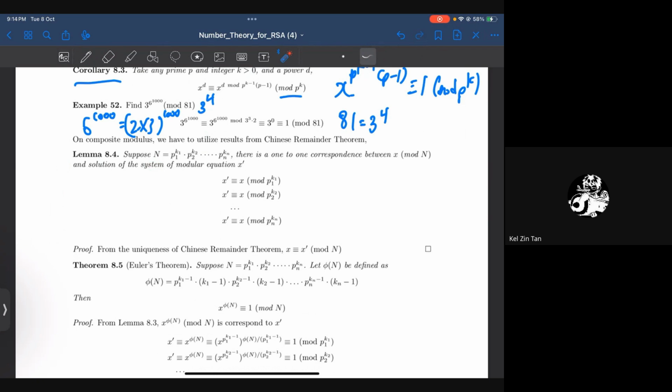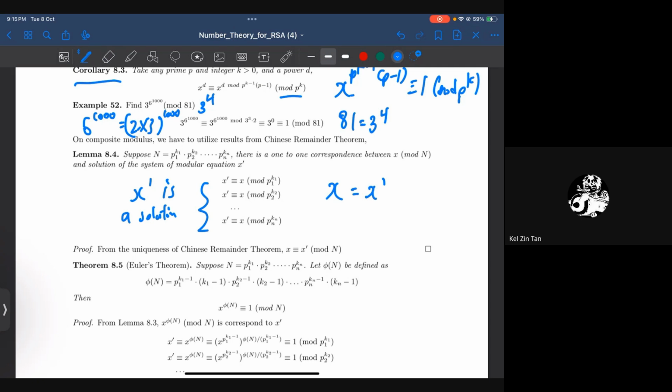So we write n to be p1 to the power of k1 times p2 to the power of k2, and so on. This is just the prime factorization of the number. Then what I'm claiming here is that there's a one-to-one correspondence between x mod n, where x is just an arbitrary value, and the solution to the system of modular equations. Suppose x prime is a solution to this set of equations. What I want to show is that x is basically x prime.